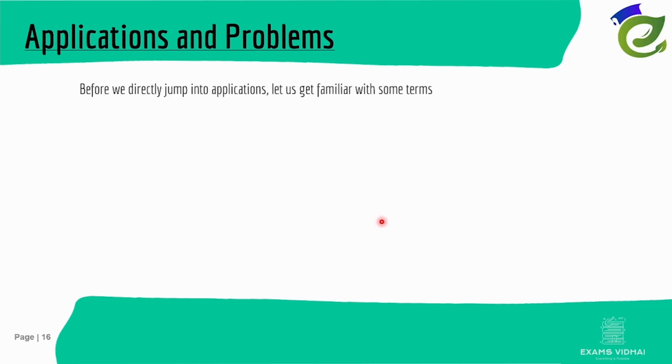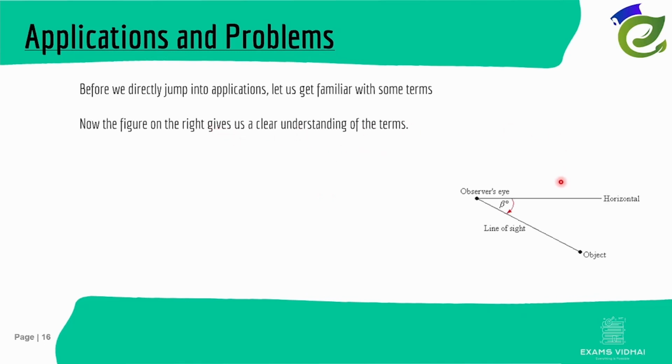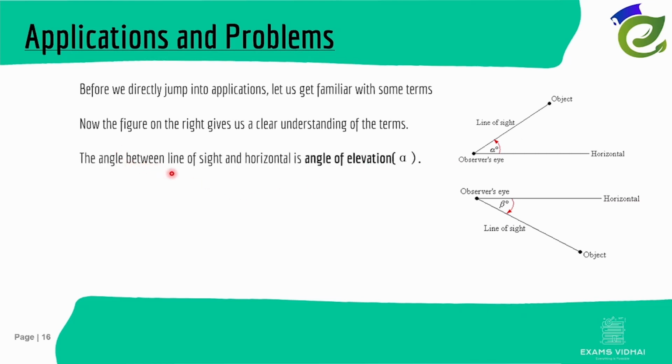let us get some two or three terms familiar. Now the figure on the right gives us a clear understanding of the terms. I'll explain it to you now. The angle between the line of sight and the horizontal is called angle of elevation. See, let us say you are standing over here and this is your eye. Assume this object is an aeroplane and you're seeing the aeroplane, and this horizontal line is your horizontal eye level. Now imagine a line parallel to your eye. There will be an angle which the aeroplane will form with your horizontal eye level. That angle is known as angle of elevation, alpha.